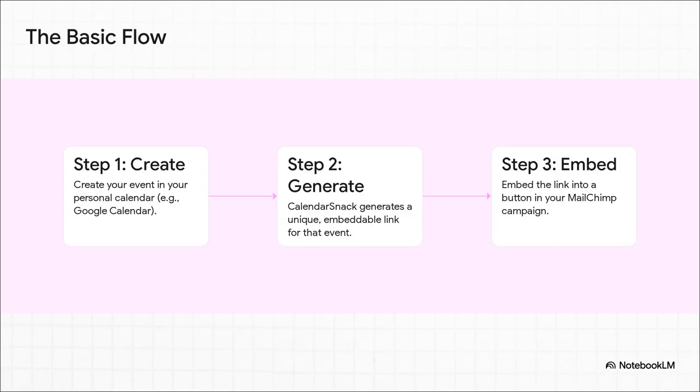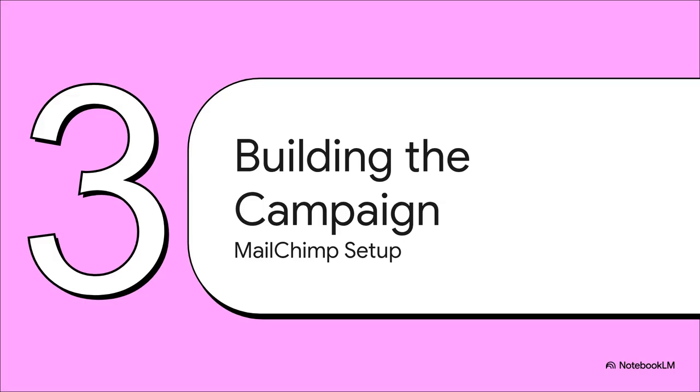And the whole process? It's actually super straightforward. You just start by creating your event in your normal calendar, like Google Calendar or whatever you use. Then Calendar Snack does its thing and spits out a unique, special link. And the last step? You just copy and paste that link right into your MailChimp campaign. That's it. Simple.